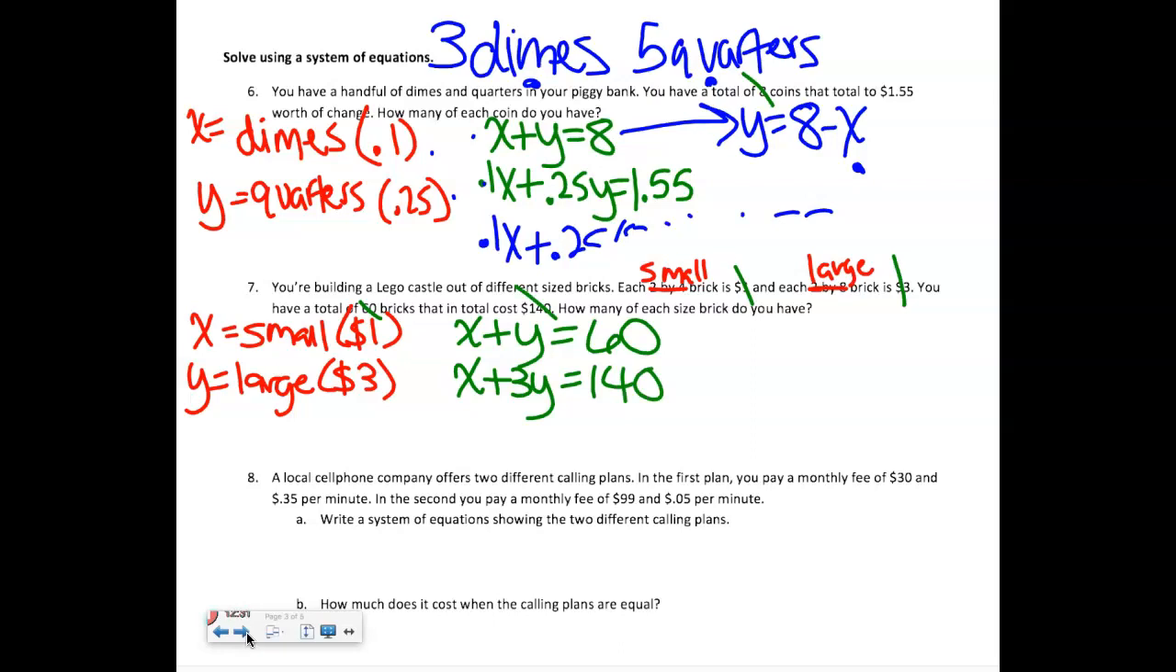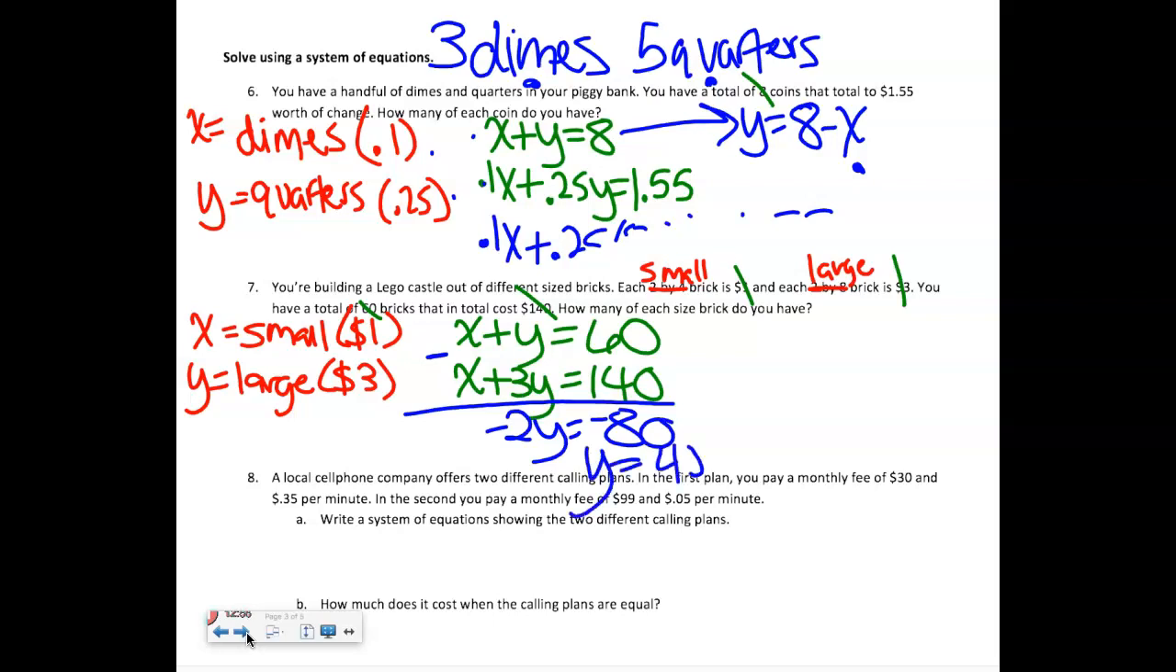Now this one I see I could very easily use elimination because both my x's are 1x's. So I'm going to take these and I'm going to subtract them. So my x's cancel. I have 1y minus 3y, which gives me negative 2y. I have 60 minus 140, which gives me negative 80. I'm going to divide, and y is going to equal 40.